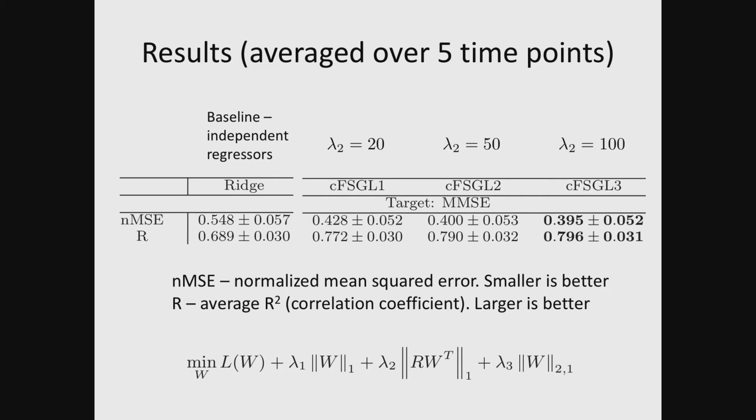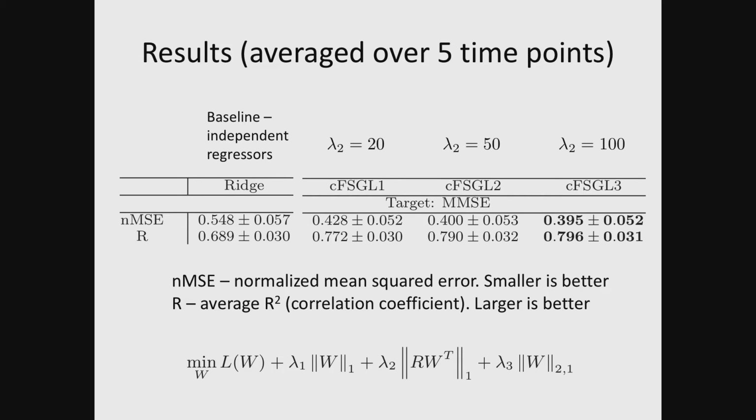So here we're showing two different measures of performance. The first one is some normalized mean squared error, and we want that to be as low as possible. And the second one is R, as in R squared, and you want that to be as high as possible. So 1 would be perfect prediction. On this first column here, it's showing the results of just using independent regressors. So if instead of tying them together with that R matrix, you had R equals 0, for example.